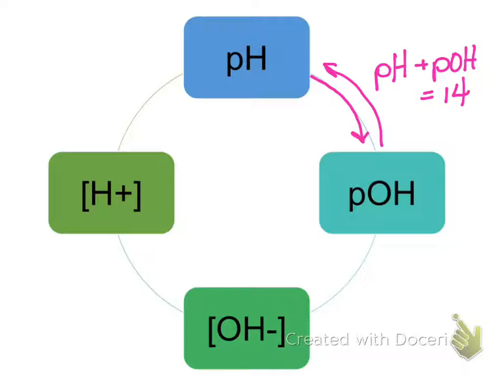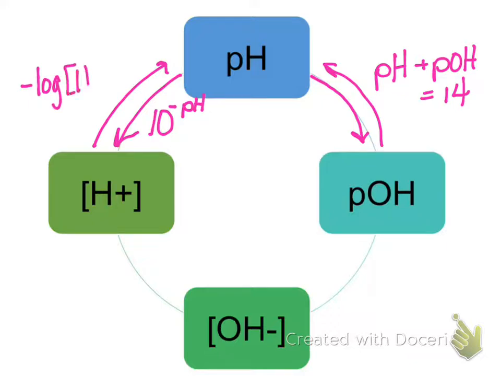Now, if you have pH, you can also solve for the concentration of hydrogen. Remember, this is the one where you're going backwards. So you take 10 raised to whatever the pH value is, but make it negative. Now, the one that's more straightforward is when you have concentration of hydrogen, how you get pH: we take the negative log of that concentration of hydrogen.